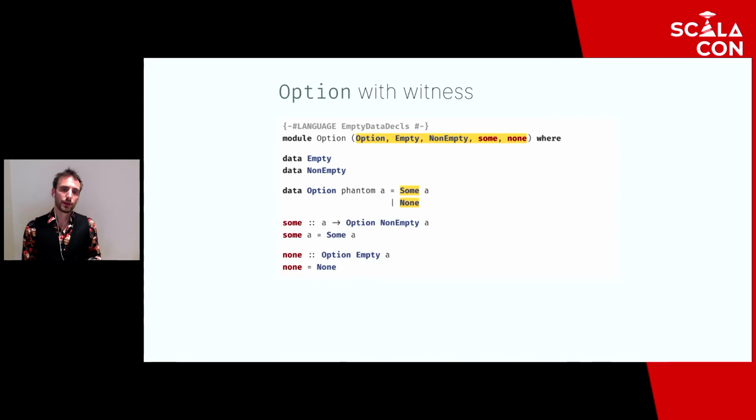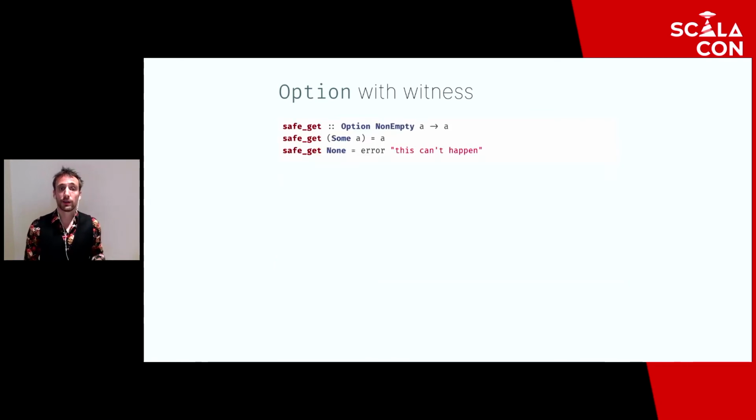But while we know that, or at least we're convinced of that, the compiler isn't. We can write safeGADT and demand a non-empty option. In the Some case, it's trivial. We know exactly what to do. But the None case is still required because the compiler is not convinced that it is impossible to have a non-empty option, to have a non-empty None, sorry.